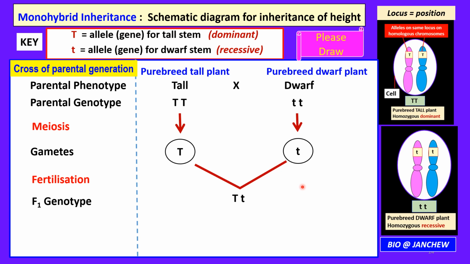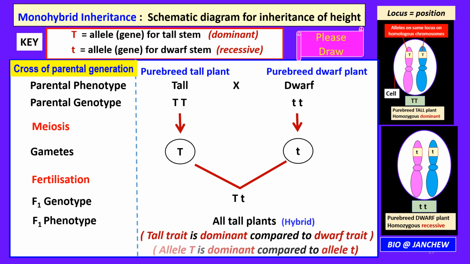So what is the phenotype of the F1 plants? Phenotype means the observable characteristic. Is it tall or dwarf? Okay, as was seen in Mendel's experiment, all the plants were tall. Okay, so how did Mendel explain that? Well, he said that the allele for tall stem is dominant compared to the dwarf allele.